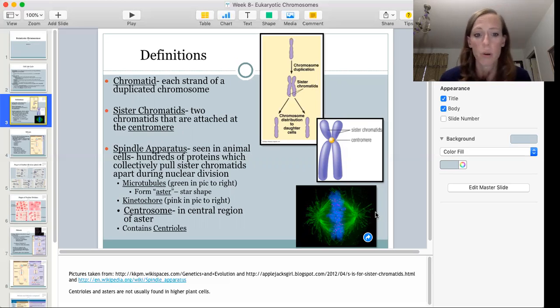The centrosome is a set of proteins here in the center of the aster. You cannot actually visualize them in this picture, but they also contain centrioles that are in the center of that aster and work together as part of the spindle to draw the sister chromatids to the sides, to the poles of the parent cell, in preparation for those two daughter cells to be formed. Okay.